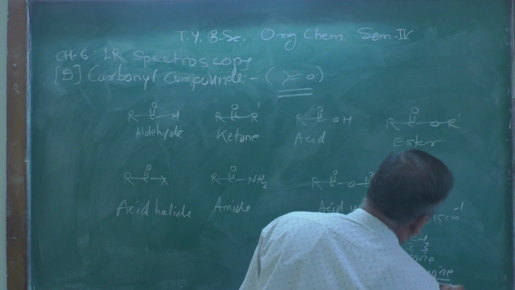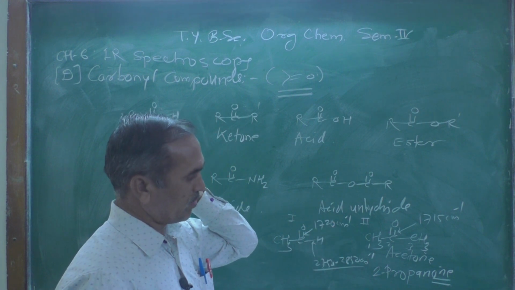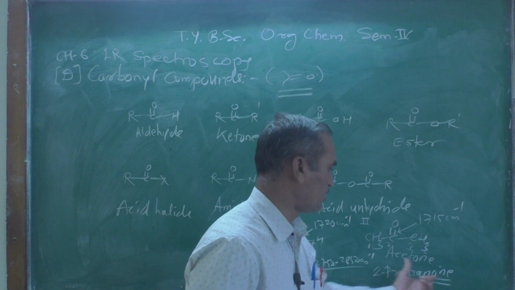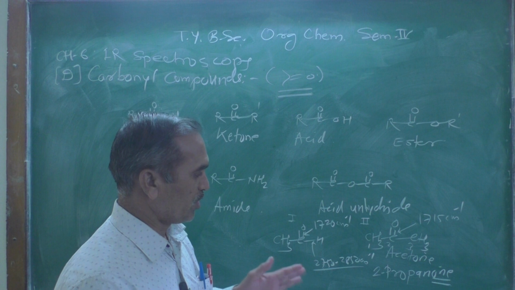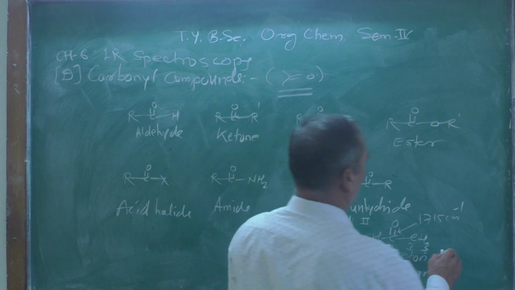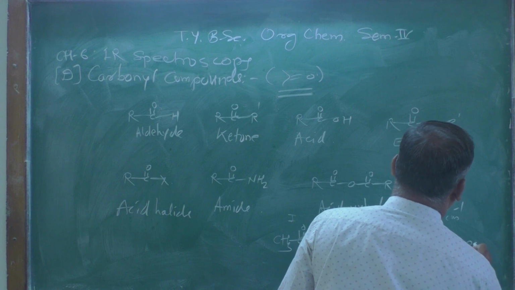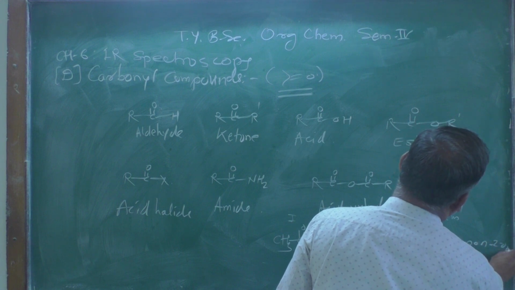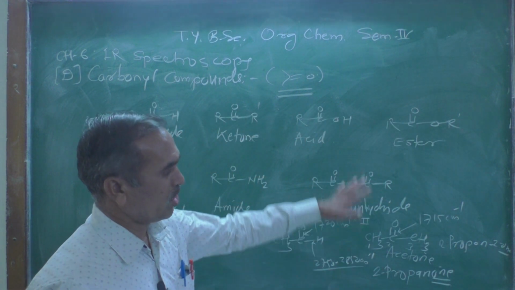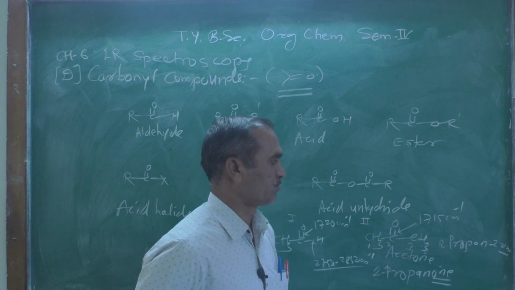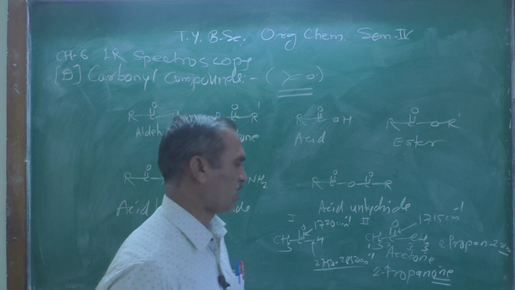The last suffix is ONE. Propane is the parent name, and ONE is the suffix you join here, so you can call it 2-propanone. Either you can write it like this, or you may write it as propane-2-one. That would be the name of this compound. 2-propanone, or propan-2-one. So there are two ways.